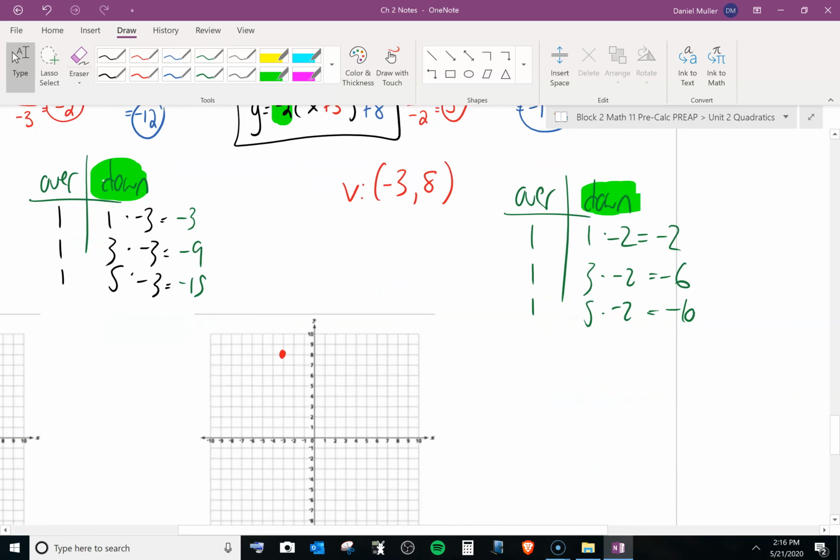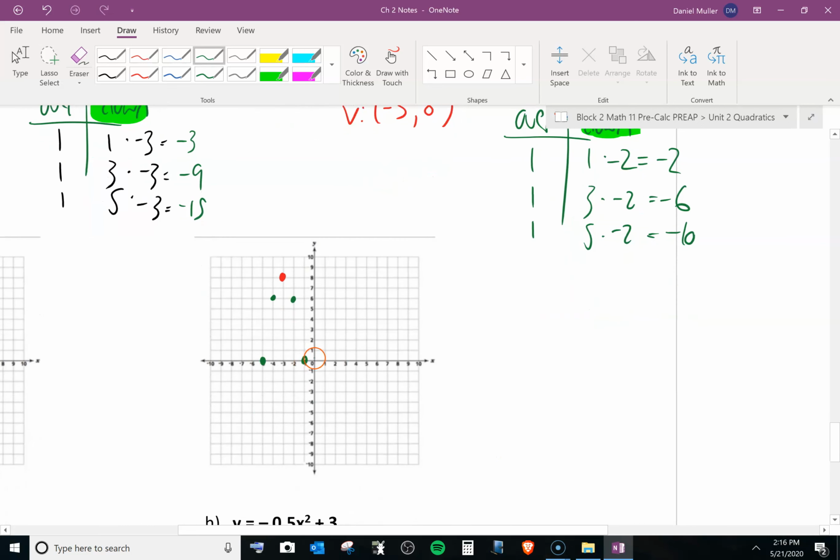Over 1, down 2. Over 1, down 1, 2, 3, 4, 5, 6. And then over 1, down 10. Wow, I can actually get, that's all the way down there. And then I'm not going to do it here, but you can then connect all of the dots.